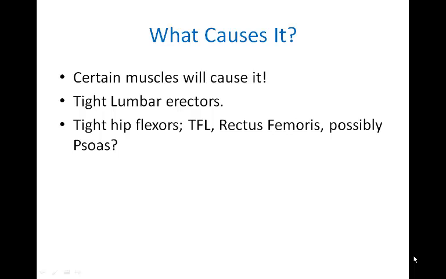Tight hip flexors, such as a TFL, which is a small muscle on the outside of your hip, rectus femoris, one of the quad muscles on the front of your thigh, and possibly psoas, a muscle that attaches to your lumbar spine and goes deeper into the groin, can cause it. There's other muscles that can indirectly contribute as well, such as the groin muscles. I say possibly psoas because psoas can be tight and strong, but it can also be tight and weak.